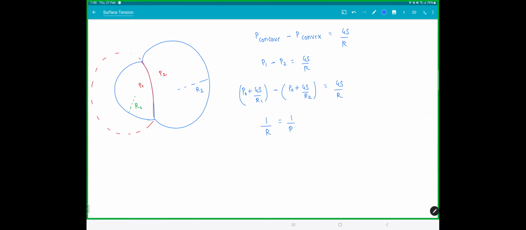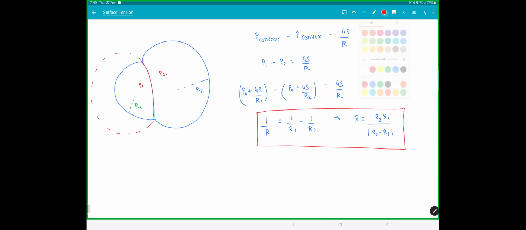It's a standard result. Remember this. Mains or BITS is a direct question in the exam. So R will be R2 R1 by, you can take a modulus, R2 minus R1. The minus sign simply indicates the surface is on the other side. So concave or convex, this is the result.